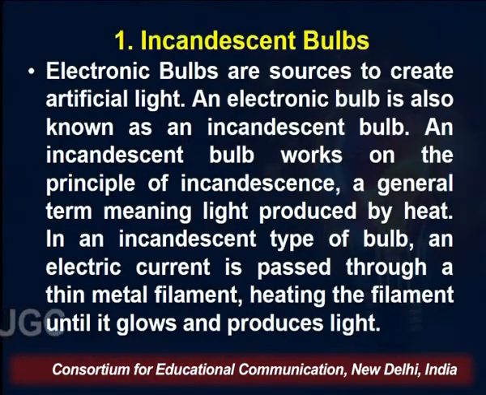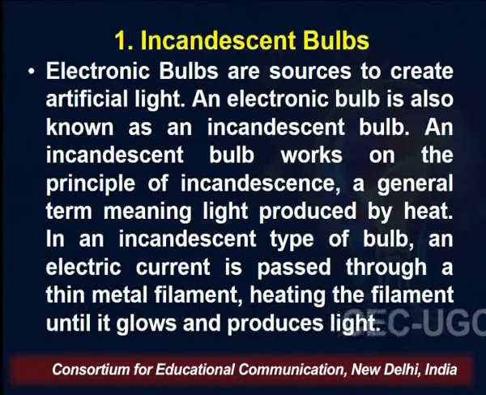So we just discussed the four types of the electric bulb. One is the incandescent bulb, second is the halogen bulb, third is the compact fluorescent lamps, that is the CFLs, and then fourth is the light emitting diode. So we discuss one by one. What is the incandescent bulb? That is an electric bulb, a source of creation of artificial light.